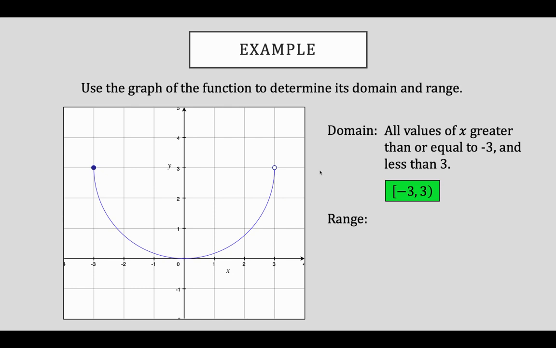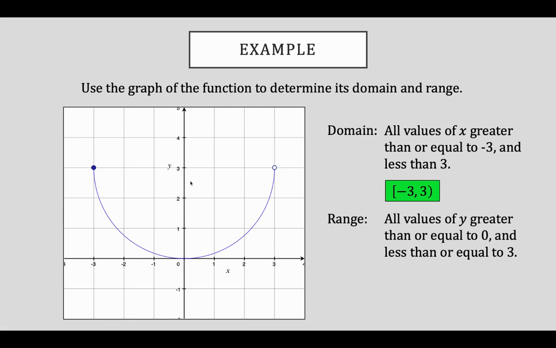All right, the range. The range tells us all the y values that we encompass. What's the lowest y value? That's going to be 0, and it hits 0. 0 is included. And I hit all my y values all the way up until I get to 3. Now notice, does it actually hit y equals 3? Yes. So that must be included in our range as well. All values of y greater than or equal to 0 and less than or equal to 3. In interval notation, we have bracket 0, comma 3 with a bracket. There is finding our domain and range by looking at a graph.